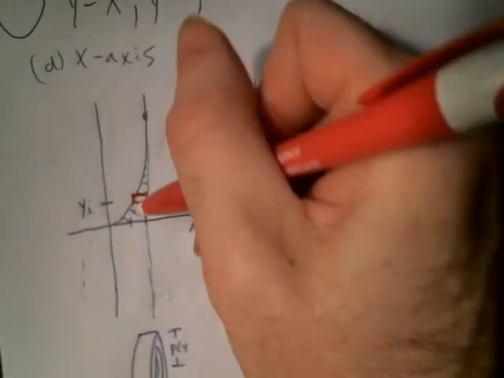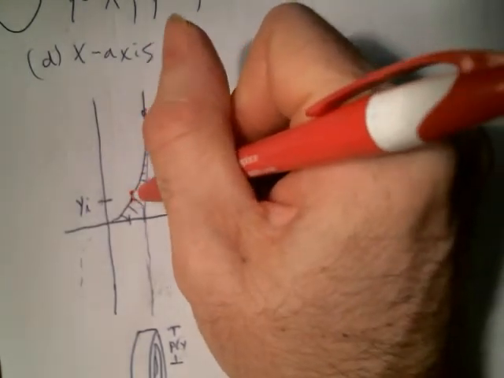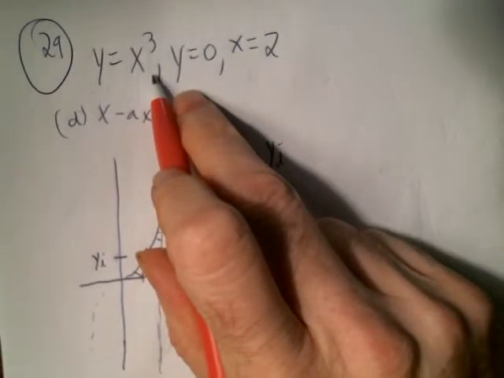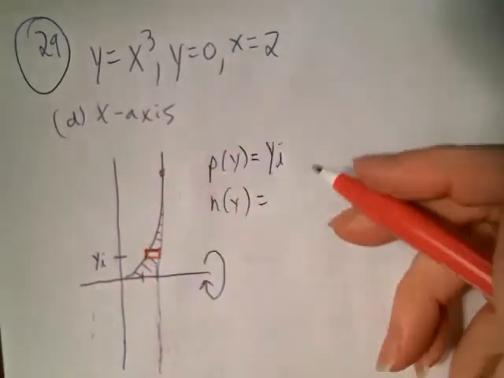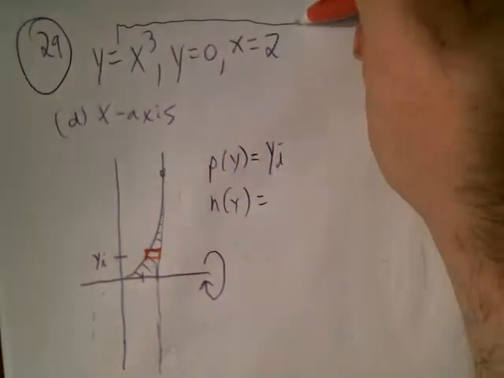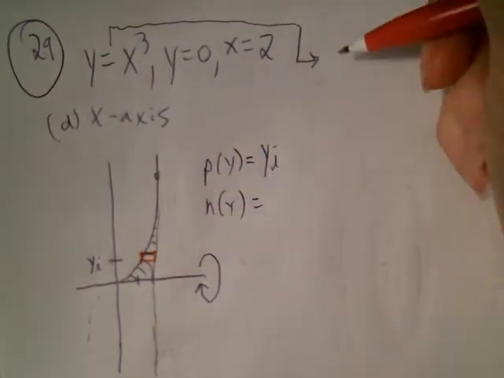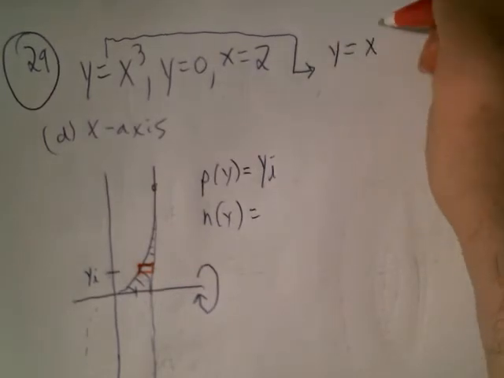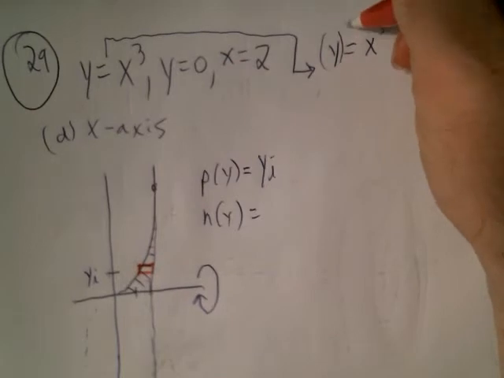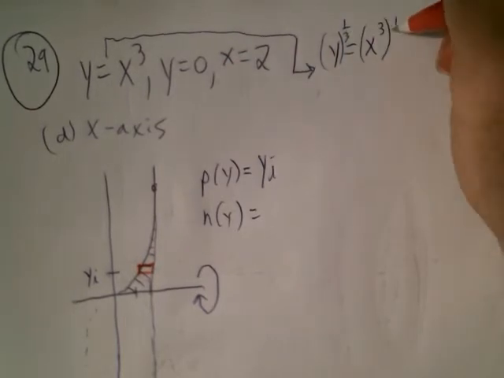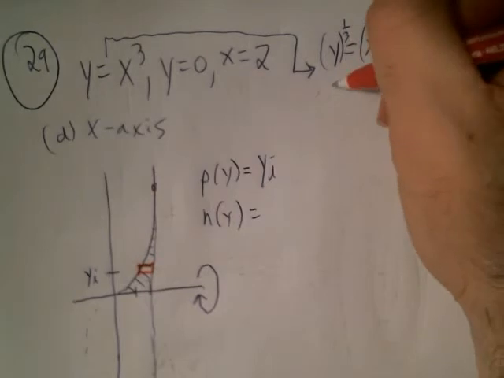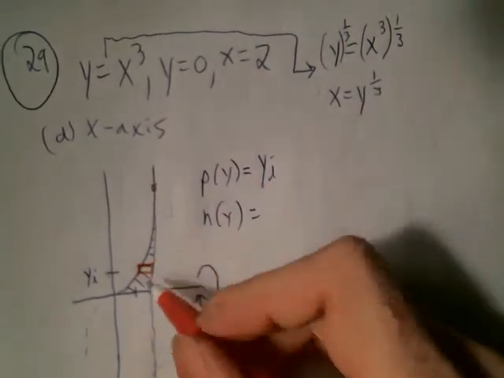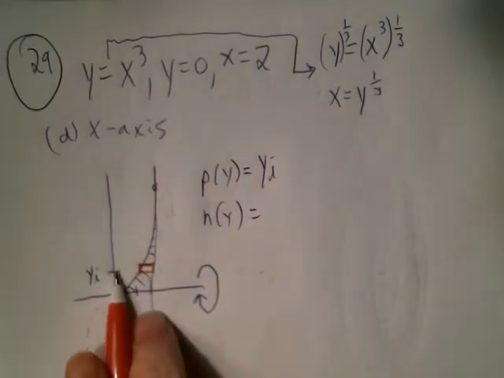For h of y, I need to know this dimension from here to here, and I'm going to have to work with this function in order to pull this off. First thing, this is not a function of y as it sits. We need x equals something, so you just take the cube root of both sides. In other words, raise both sides to the 1/3 power. And then you end up with x equaling y to the 1/3. So that will be our formula to give us the distance from here to here.